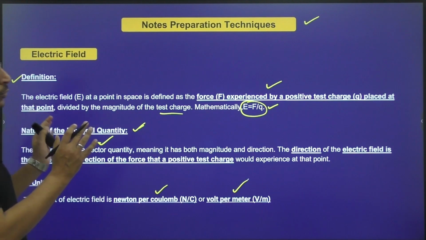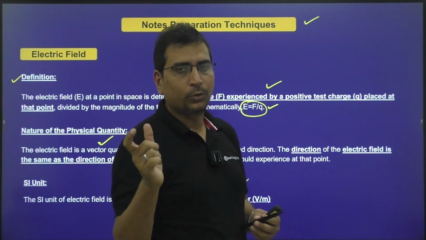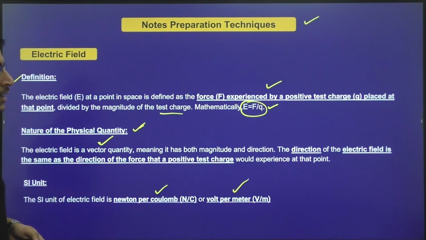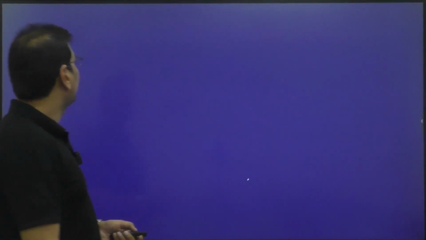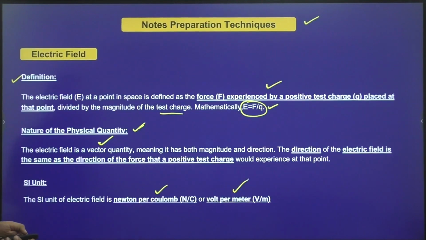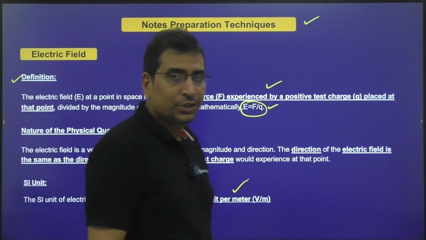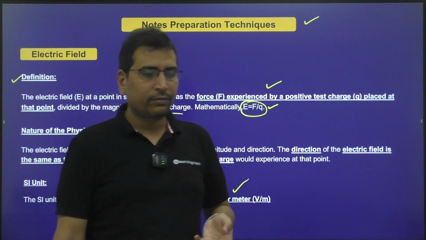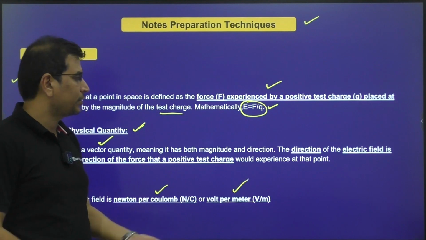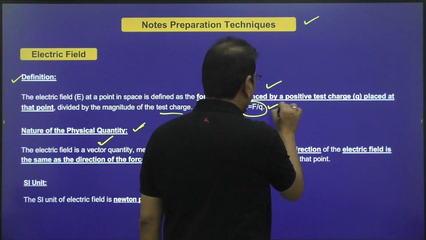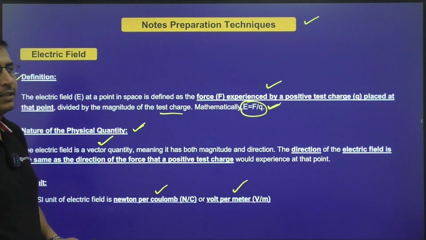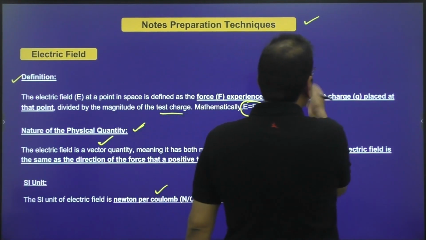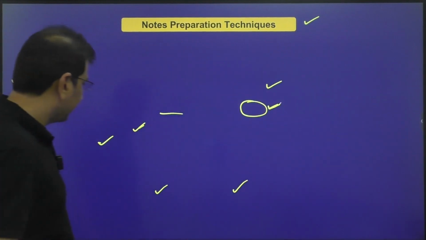But I hope you understood the context of the first part that we need to do, that is the definitions, nature of the physical quantity and the units. Secondly, I will try to understand if it has any derivation associated with it. So when I talk about electric field, as such it does not have a derivation. It only has a mathematical definition, that is F divided by Q.